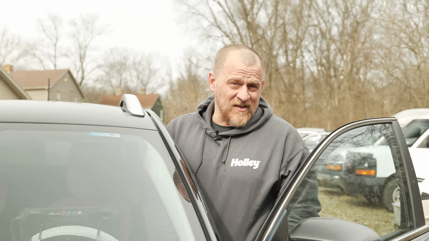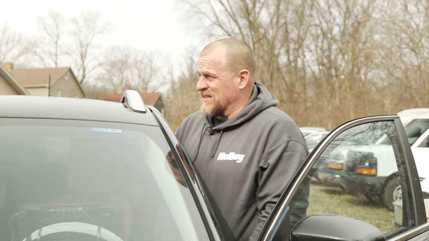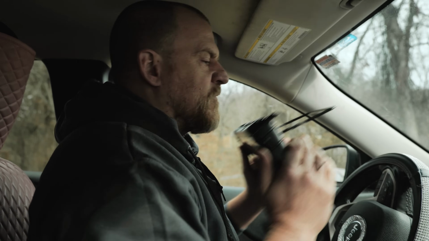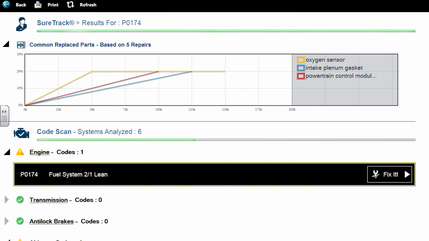Okay. So yeah, we're at Latour's Auto. We're working on a Jeep. It has a 174 code in memory. It failed emissions and it has a lean condition. That's what a 174 is. So let's see what kind of lean condition we have. We're gonna do a full code scan. System lean 174. That's the one we're chasing.